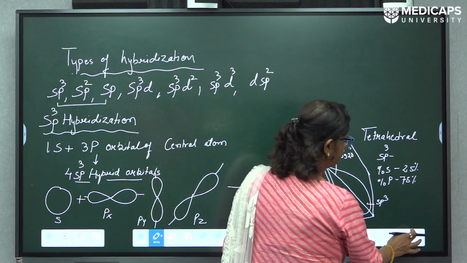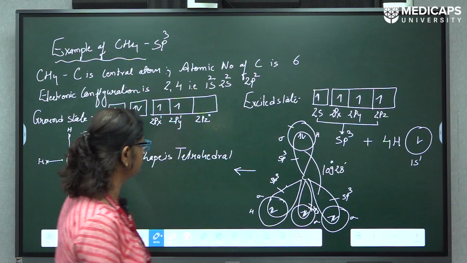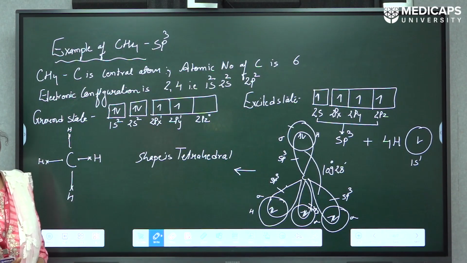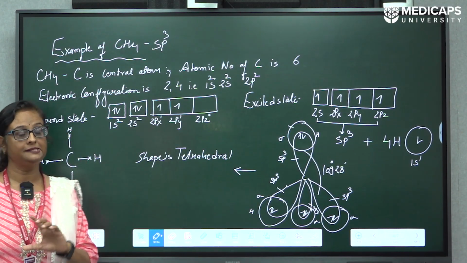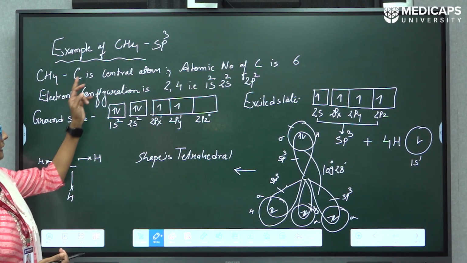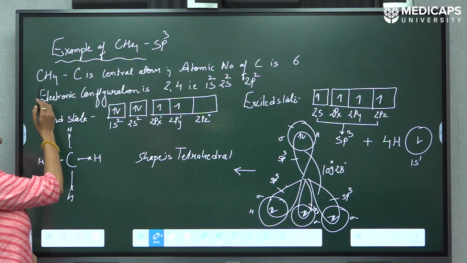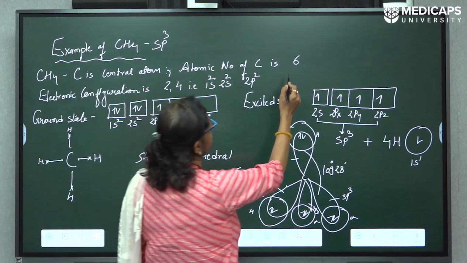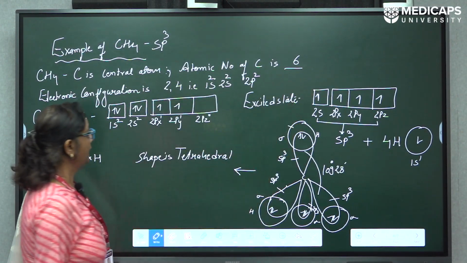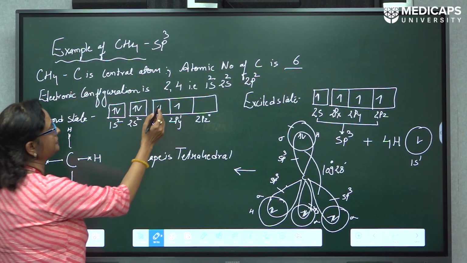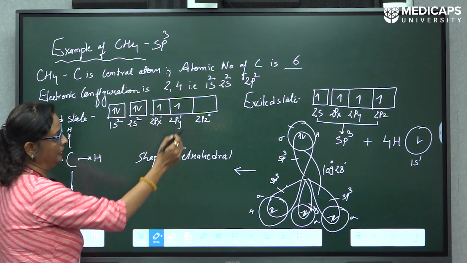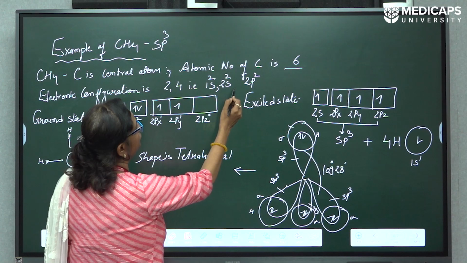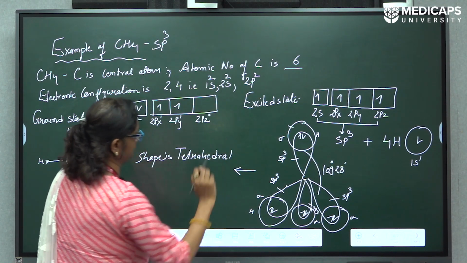Now by taking the example of CH4, we can also explain this sp3 hybridization. So let's take the example of methane. We know that methane is the first member of the alkane series. In this methane, the carbon is the central atom. Its atomic number is 6, and its configuration is 2, 4: 1s2, 2s2 and 2p2.